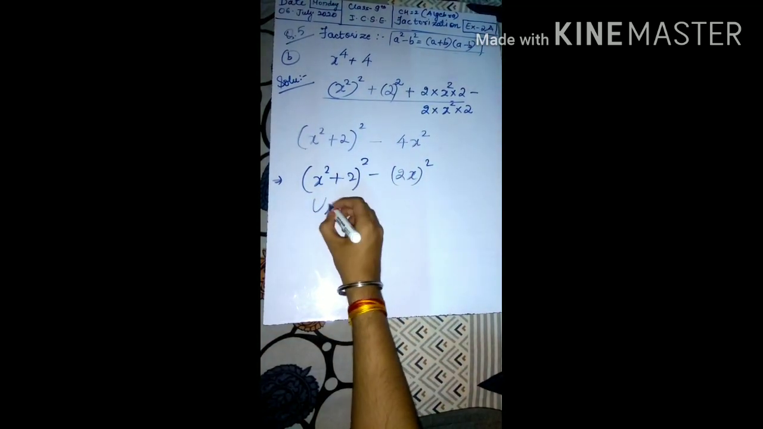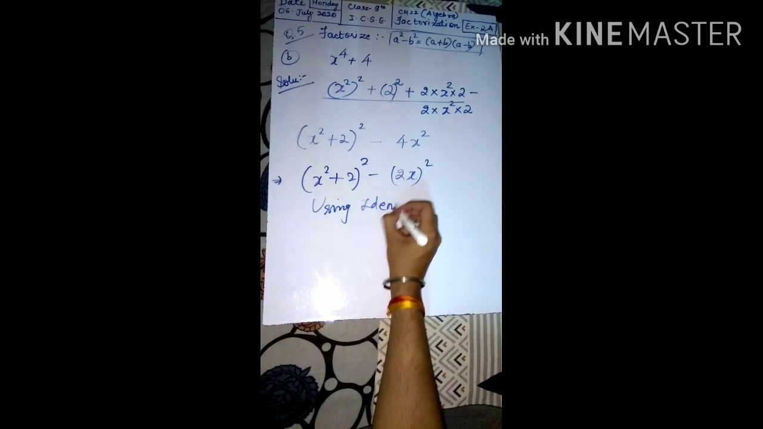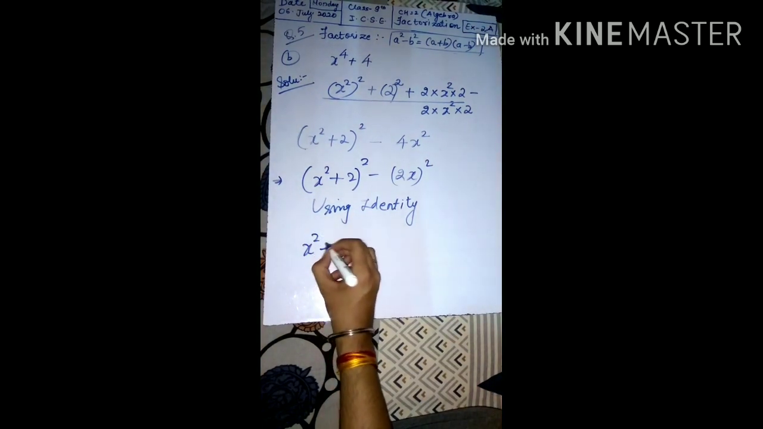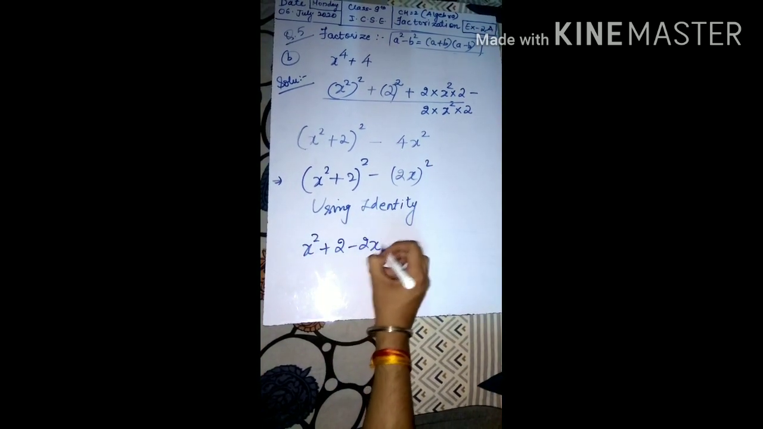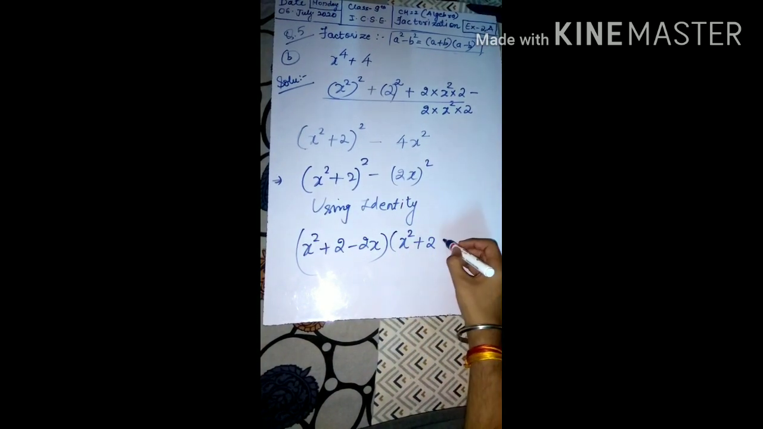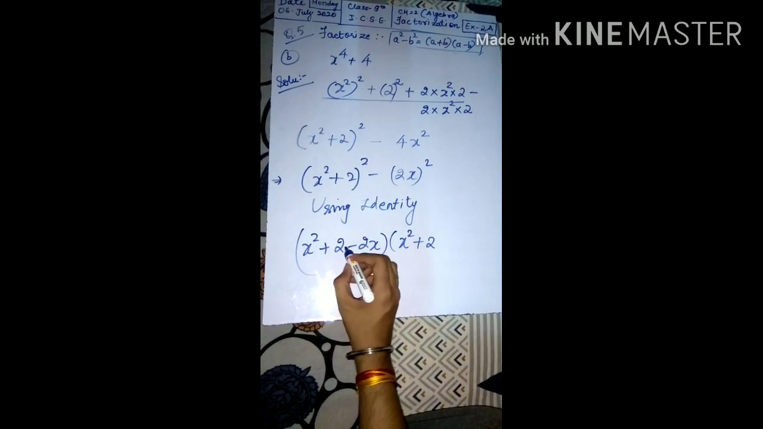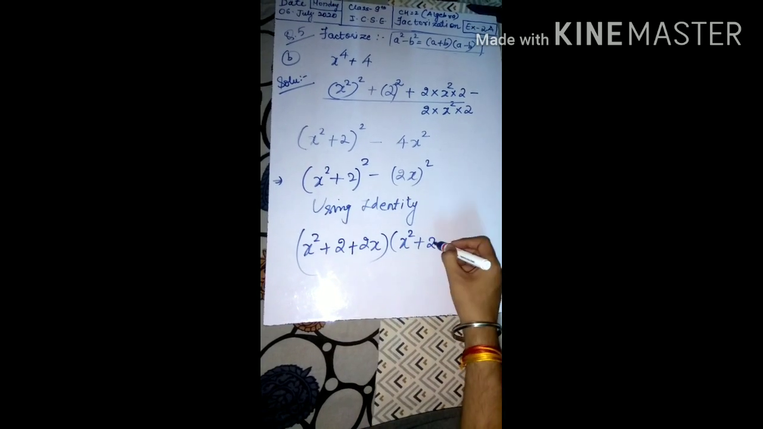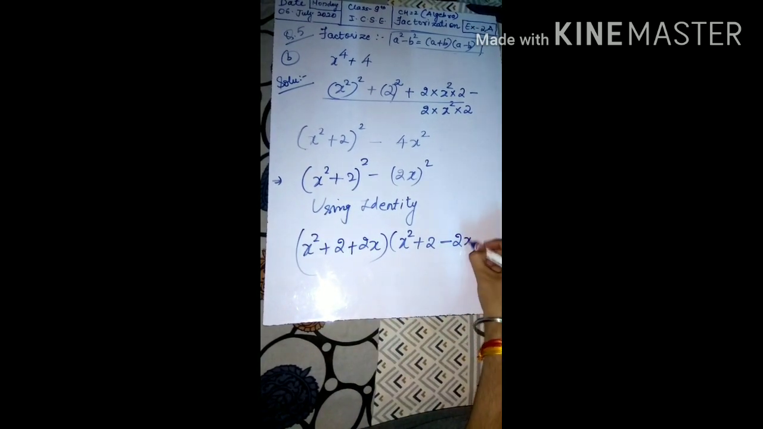So you can write here using the identity, that is a square minus b square, which is a plus b, a minus b. Okay, so x square plus 2 minus 2x, and x square plus 2 plus 2x, and x square plus 2 minus 2x, like this.